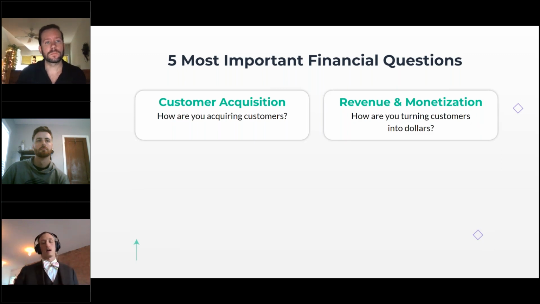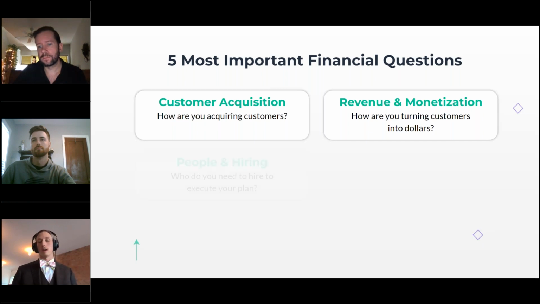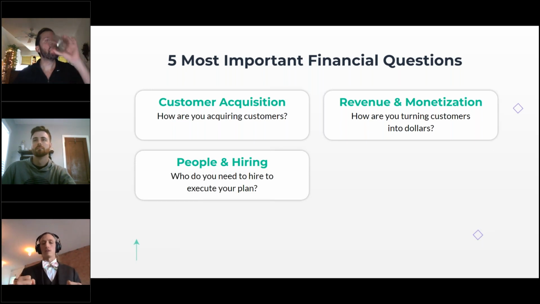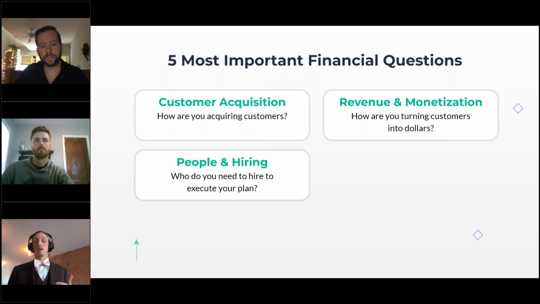Maybe it's subscription, maybe it's e-commerce, maybe you sell a medical device, but how are you monetizing those customers? How are you turning those customers into dollars? It's going to describe that and simulate that. Then people and hiring. If we have all these customers and all this revenue, who do we need to hire to actually execute that plan? If we've got a bunch of paid ads in there, who's managing that? If we're doing a bunch of sales, how many salespeople do we need? Maybe there's onboarding like there is in my business, and who do we need in order to do that onboarding or service the customer? What about developers, to build the product?